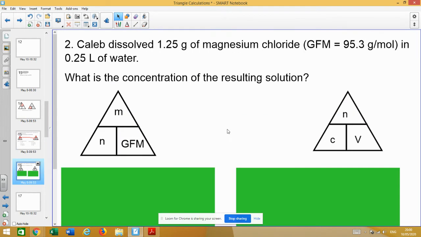Another example. Caleb dissolved 1.25 grams of magnesium chloride, GFM 95.3 grams per mole, in 0.25 litres of water. What is the concentration of the resulting solution? So this time, we know the mass and we know the GFM and we know the volume. We want to find the concentration, and again we can do that because this number of moles and this number of moles are the same.